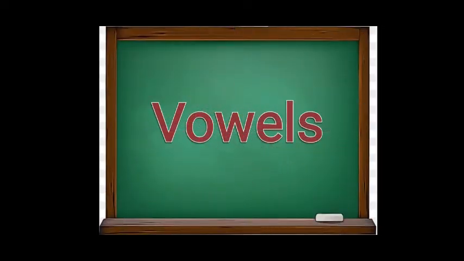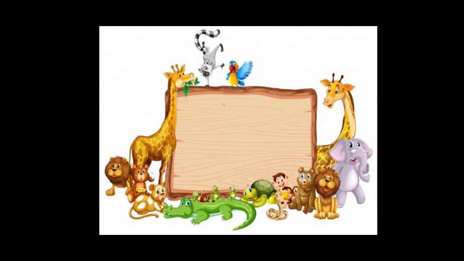Vowels. Vowels are the sounds of the alphabets which are pronounced without using tongue or lips. There are five vowels. Vowels. Those are A, E, I, O, U.